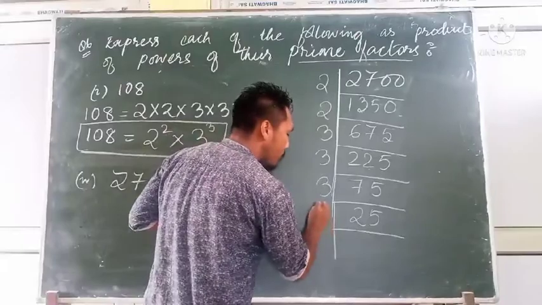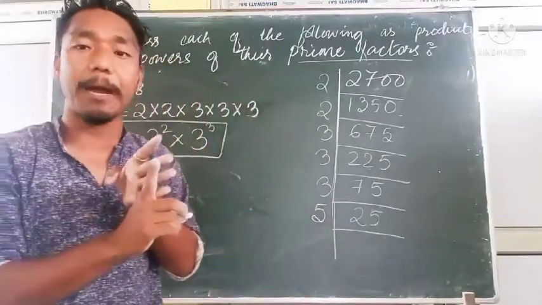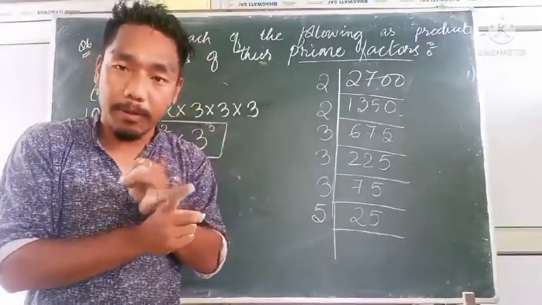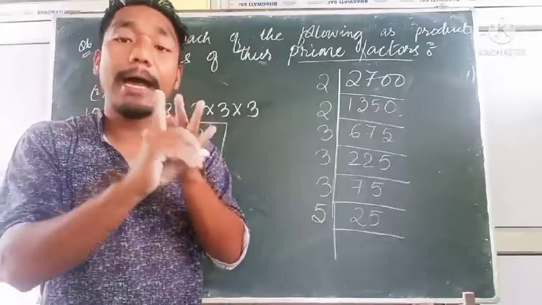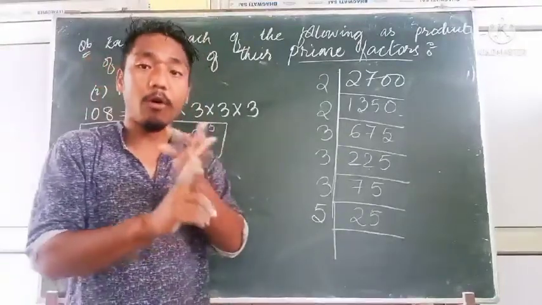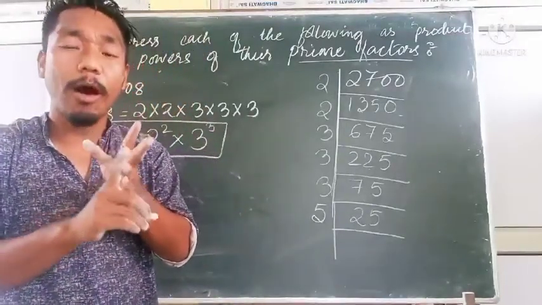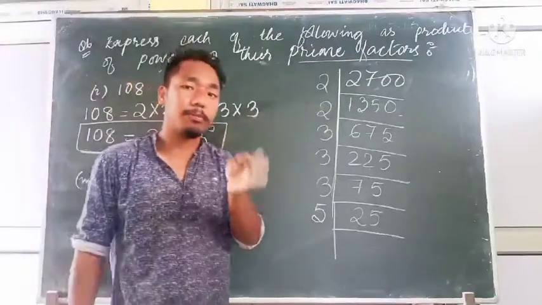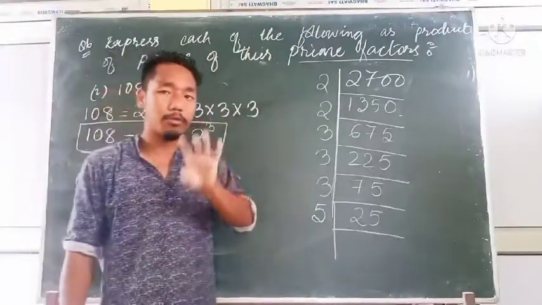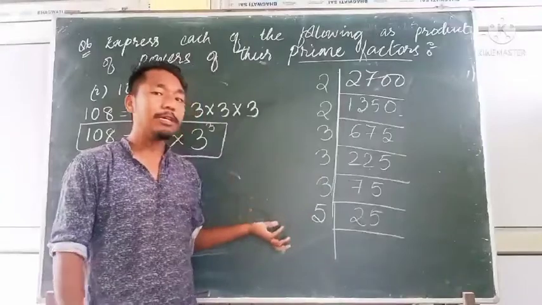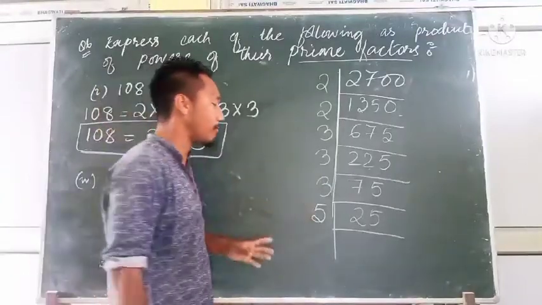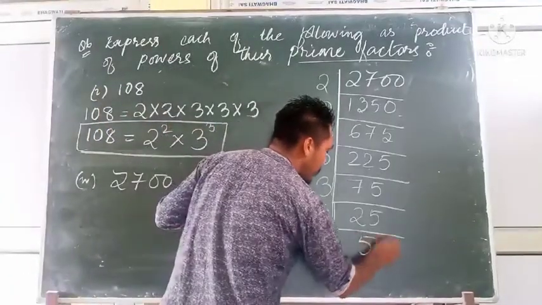5. 4 is not a prime number. Why? Because 4 can be divisible by 1, 2, and 4. 4 can be divided by three numbers, which means 4 is not a prime number. That is why we skip 4 and move to 5. So 5 into 5 becomes 25.